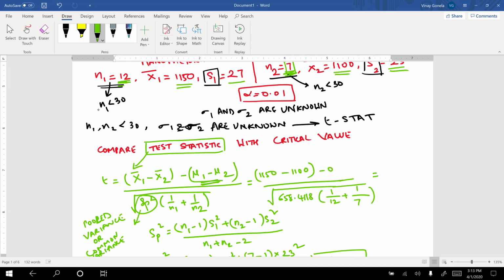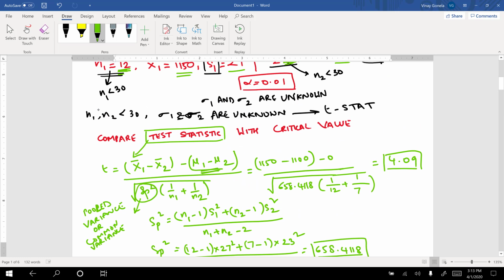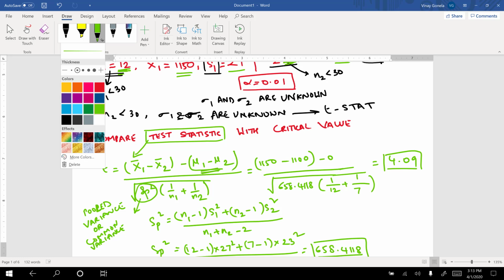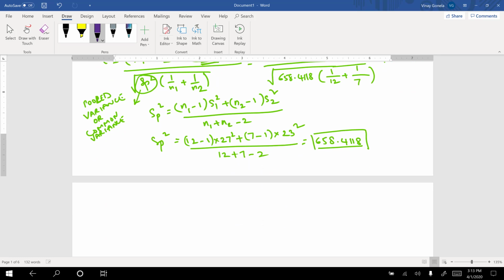I'll calculate this. So this value would be 4.09. So we got our t value, the test statistic value, which is 4.09. The next step is to compare it with the critical value. So I will do the critical value on the next page.